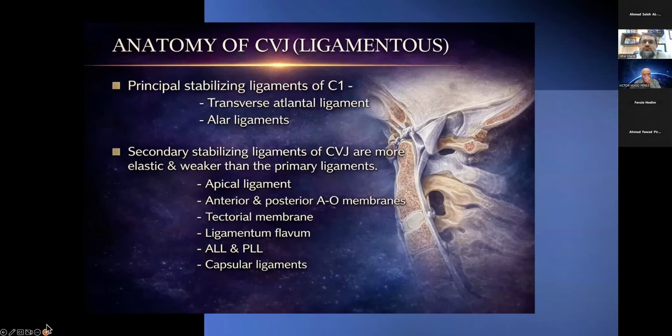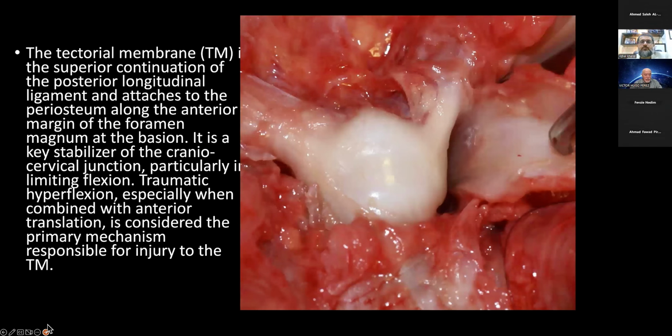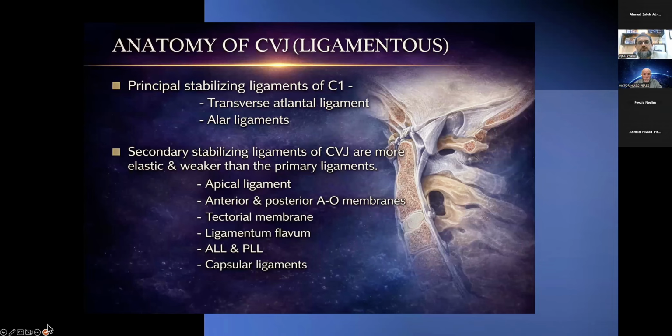Anatomy of the CVJ ligaments. The principal stabilizing ligaments of C1 are the transverse atlantal ligament and the alar ligaments. Secondary stabilizers are more elastic and weaker than the primary ligaments: the apical ligament, anterior and posterior atlanto-occipital membranes, tectorial membrane, ligamentum flavum, ALL and PLL, the anterior and posterior longitudinal ligaments, and capsular ligaments.